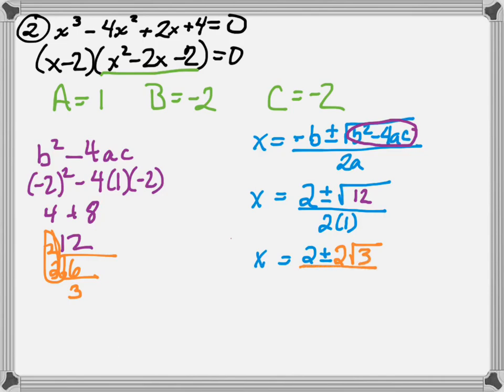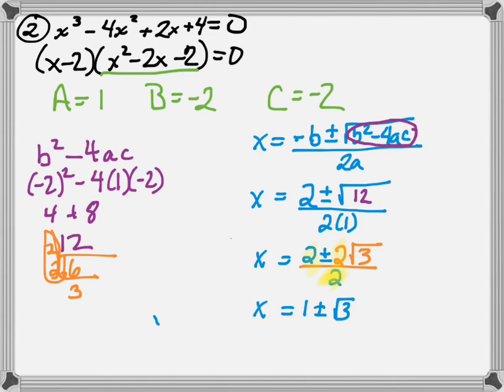all divided by 2. And remember, we have to look at the number in front of the plus or minus, the number in front of the square root, and the denominator. And if all three of them are divisible by the same thing, we can simplify it down. They're all divisible by 2, leaving us a 1 plus or minus the square root of 3 over 1, which we don't have to write the over 1.